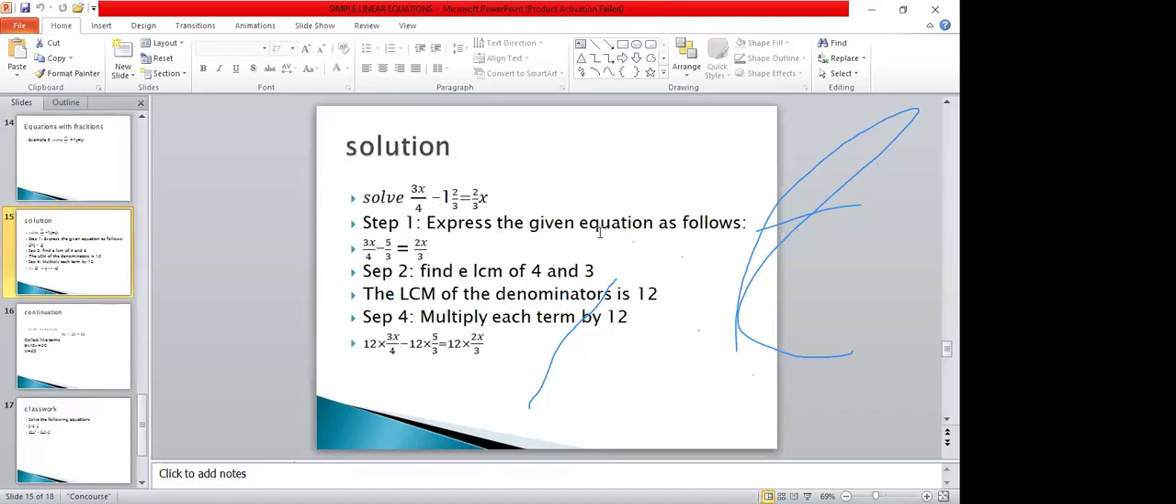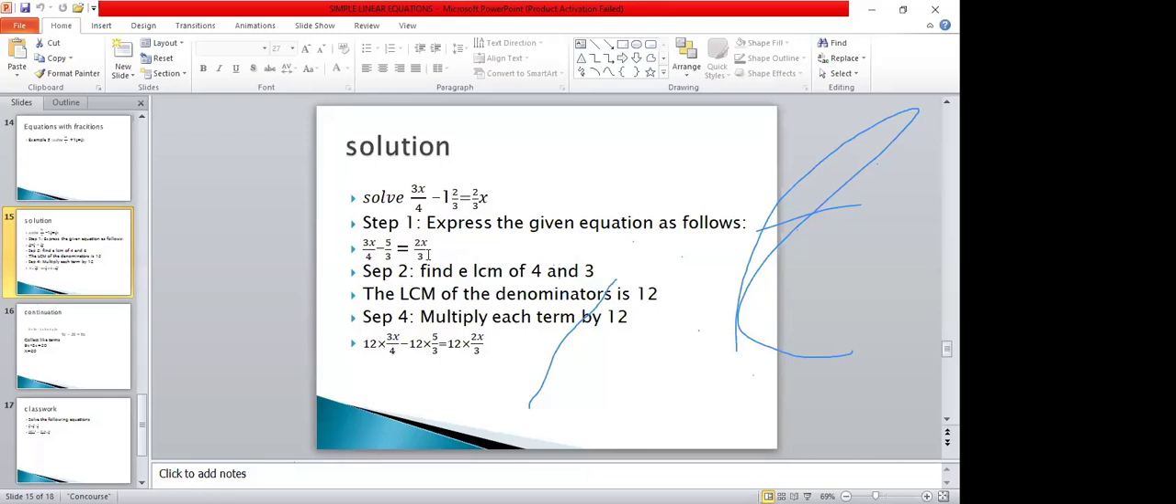Step 1: we have 3x over 4 minus 1 whole number 2 over 3, which will become 5 over 3. How? You multiply the whole number, which is 1, by the denominator, which is 3. So 3 times 1 is 3, plus 2, that is 5. You have 5 over 3 equals 2x over what? Over 3. So that's the first step.